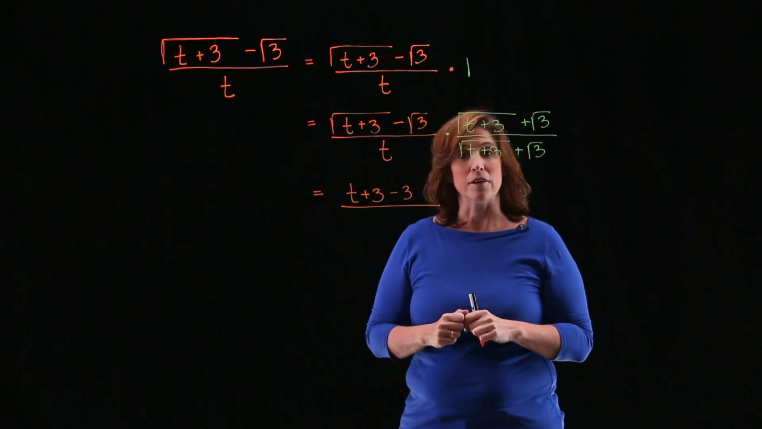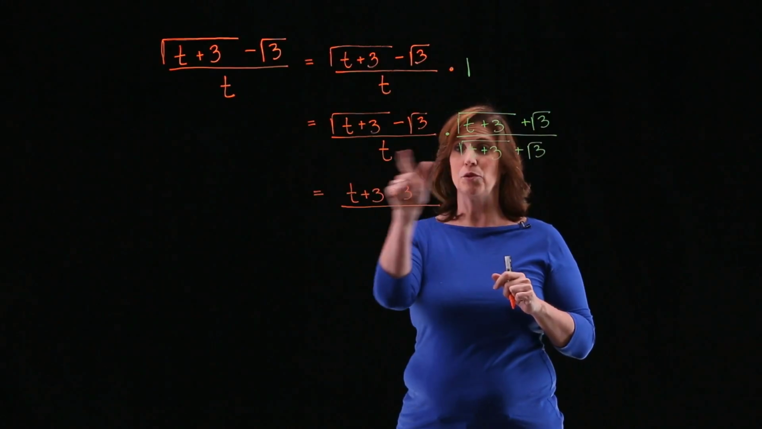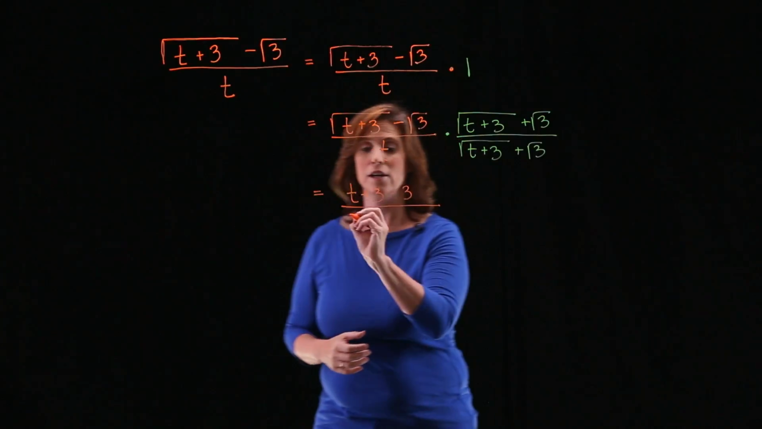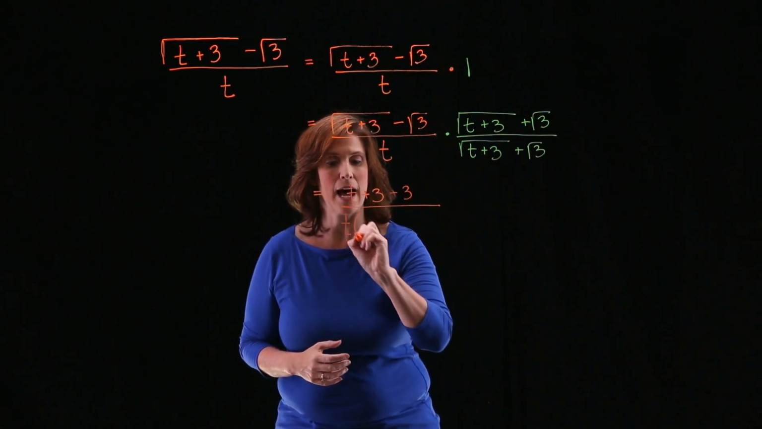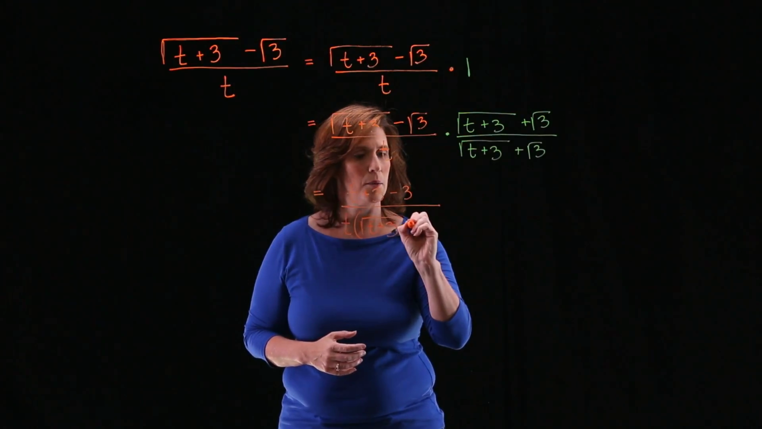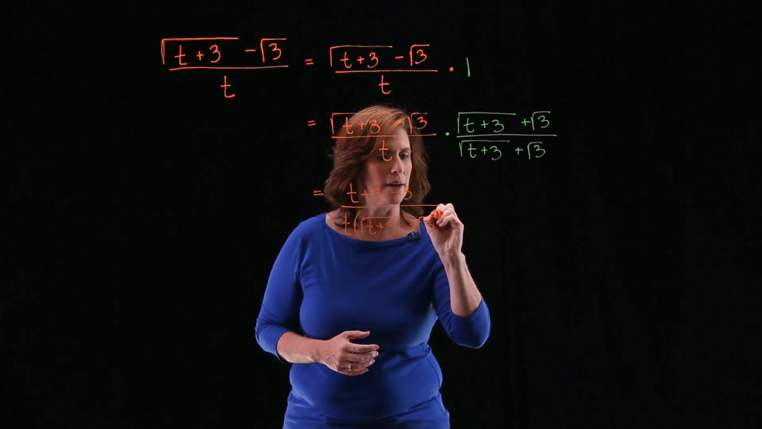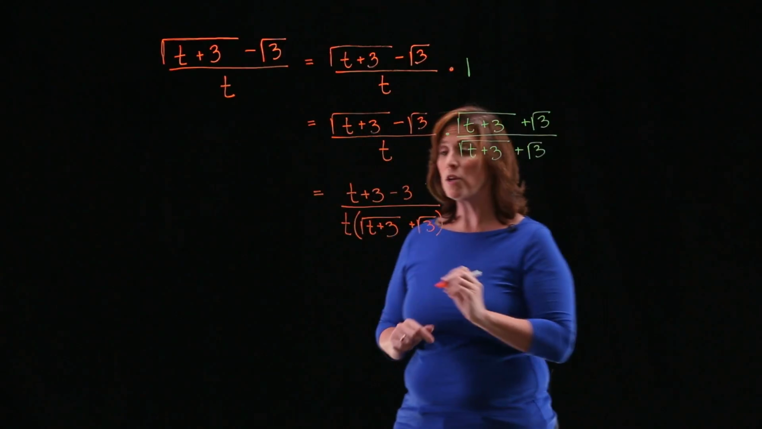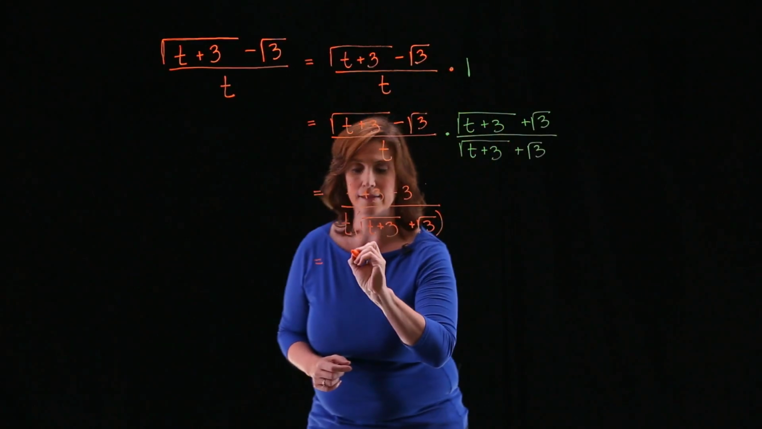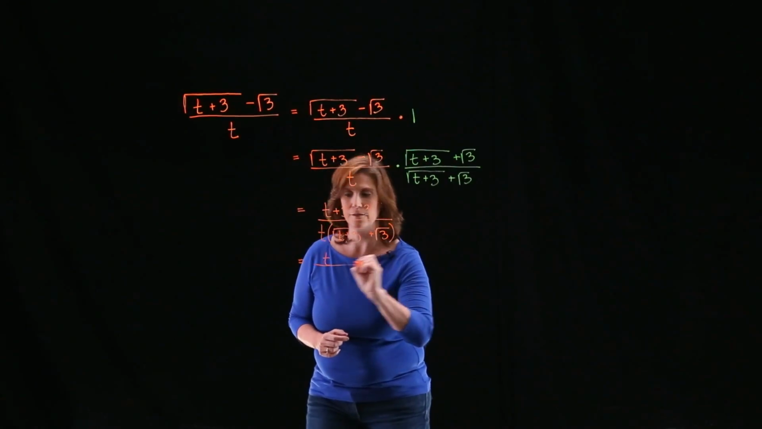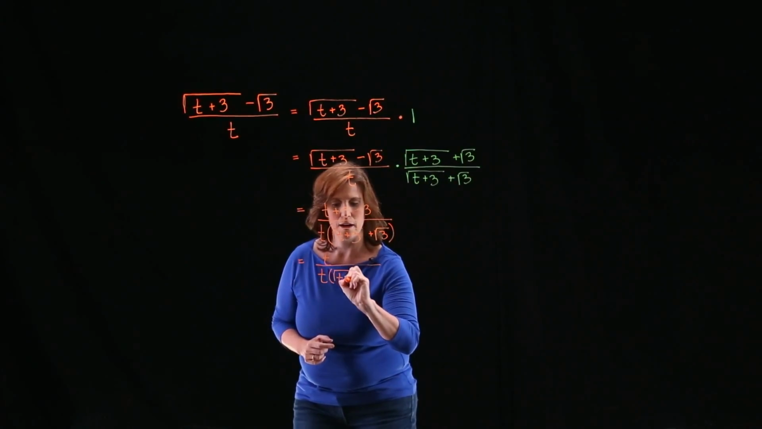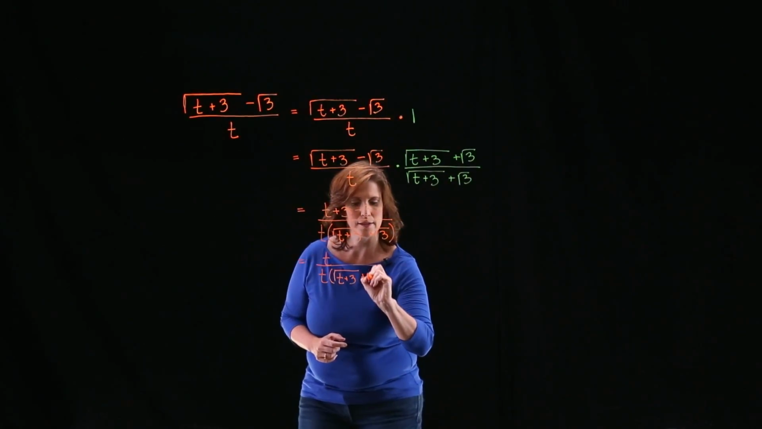Now, for the denominator, I am allowed to distribute the t across. However, we're going to see that it's going to be more convenient if I leave it factored. So I'll write that denominator as t times the quantity, the square root of t plus 3 plus root 3. Now notice in my numerator, I have t plus 3 and minus 3. This will simplify to a t. So I have t divided by t times the quantity, the square root of t plus 3 plus the square root of 3.